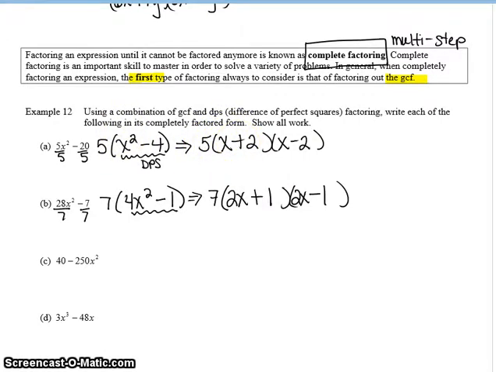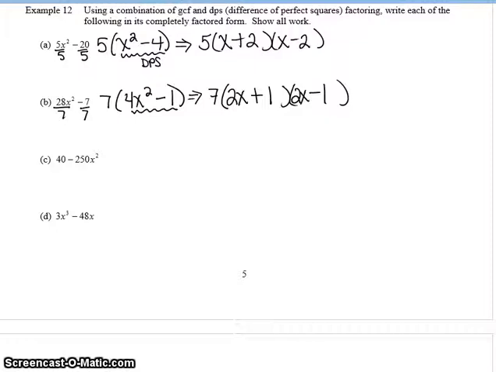All right, continuing on here with Part C. We're almost done. You have to factor out what 40 and 25 both have in common. Okay, so 40 and 25, you could both factor out a 10 from each of those. So when I divide out a 10 from each of them, I'm left with 4 minus 25x squared. Okay? So another DPS left in parentheses.